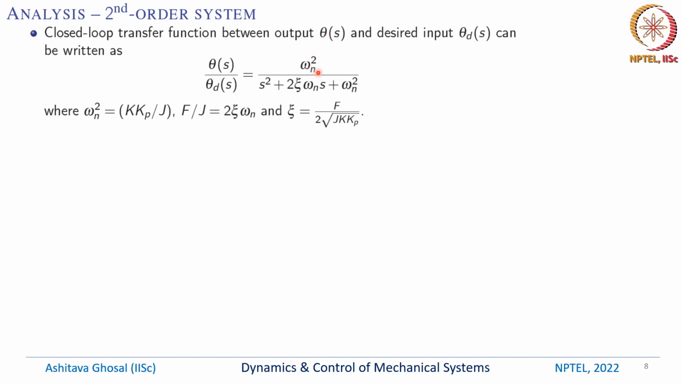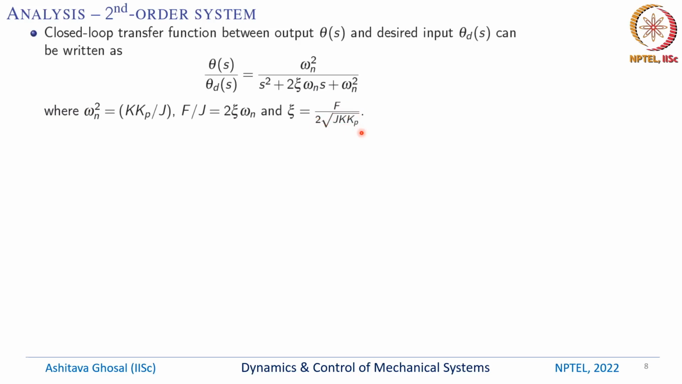In this form, omega n is also sometimes called the natural frequency, and psi is called the damping. In our case, the natural frequency omega n square is given by k Kp divided by j, and the damping can be obtained from this expression, which is f by j is 2 psi omega n, and hence psi is f divided by 2 into square root of j into k into Kp.